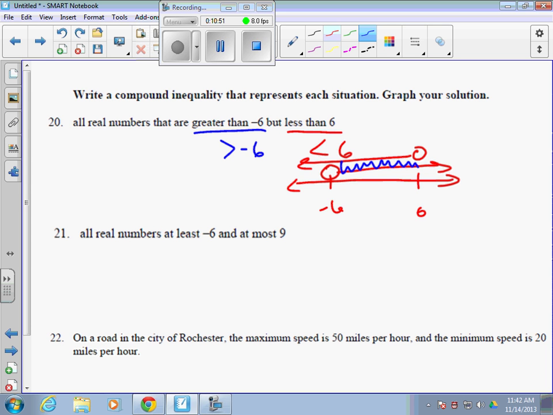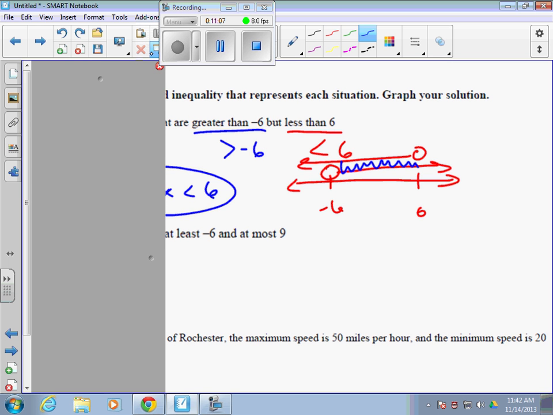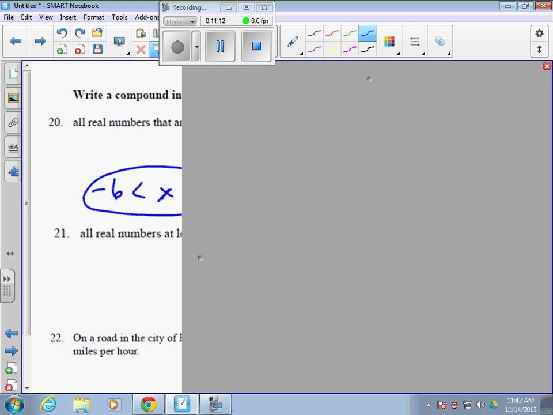It says write a compound inequality. This is the graph of the solution, but negative 6 is less than x, which is less than positive 6. That's your compound inequality. Again, you can read those as two separate ones. If you read just the right side of it, you'll read x is less than 6. And if you read just the left side of it, when you read it backwards, you'll read it as x is greater than negative 6. But that is your compound inequality.